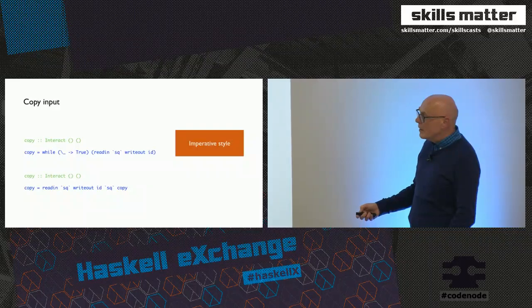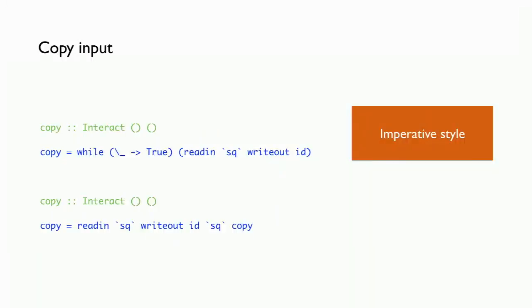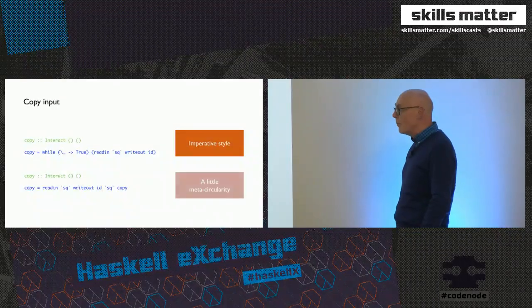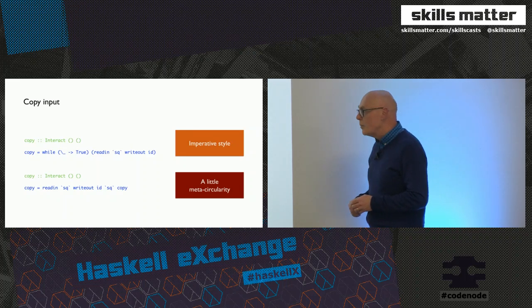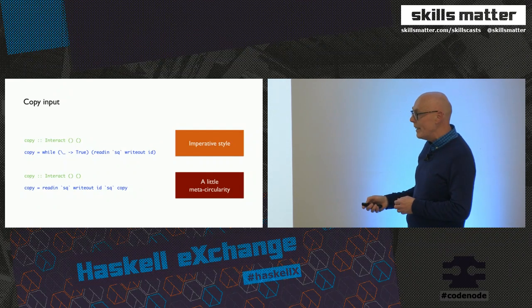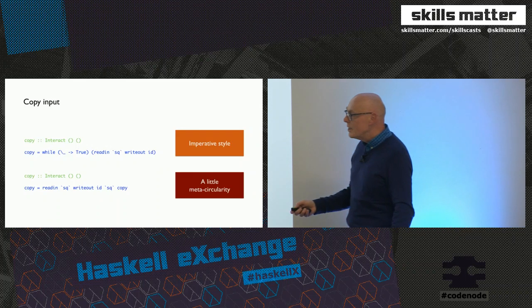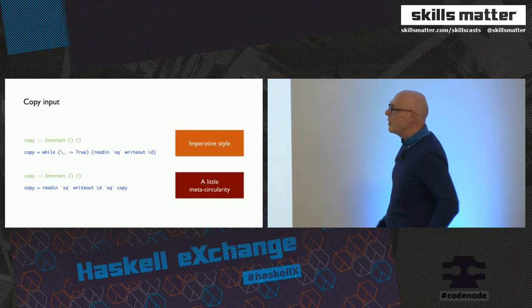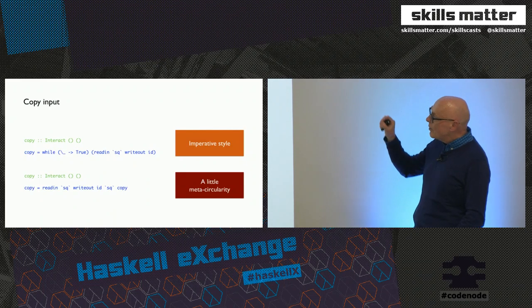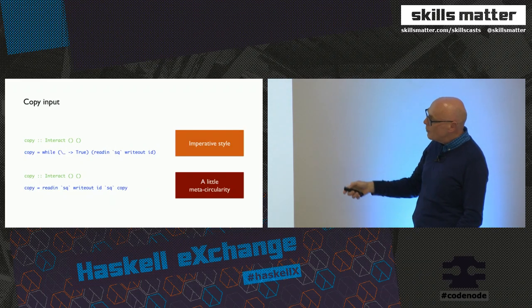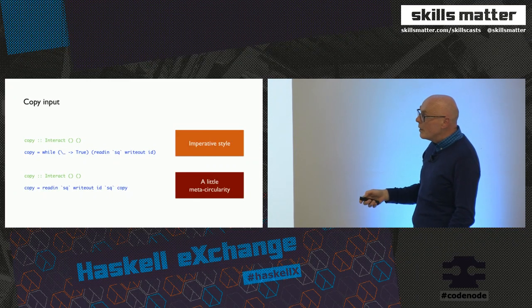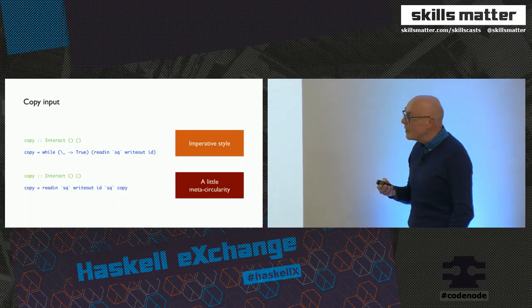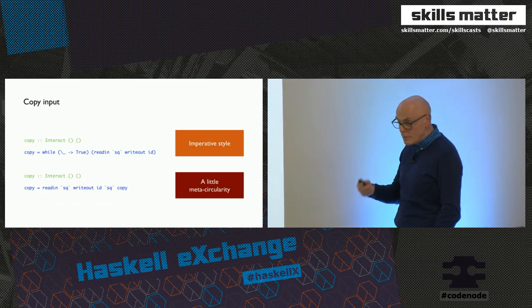Or you can write it like this. You can say copy is you read in, then you write out, and then you copy again. So what we're doing there is pulling in some of the features of the host language to give us some meta-circularity. So we're using recursion in Haskell to give us this recursive imperative program. So you could see, even then, you're getting different styles of program. Imperative, pretty, if you like, a shallow embedding of an imperative language, and here you've got a bit of meta-circularity.